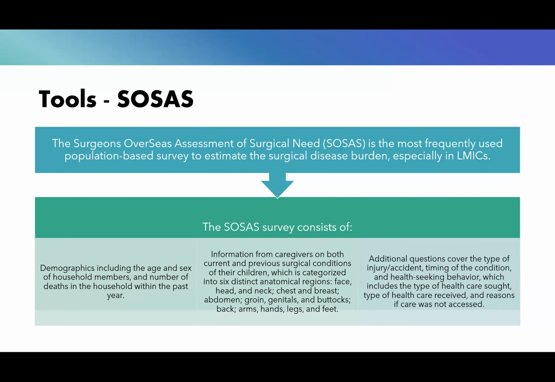children, categorized in 6 distinct anatomical regions: face, head, neck, chest, breast, abdomen, groin, genitalia, buttock, back, arms, so all the body. Additional questions cover the type of injury, accident, timing, and health-seeking behavior, which includes the type of healthcare sought, type of healthcare received, and reasons if care was not accessed.